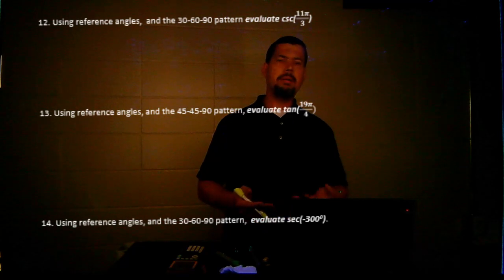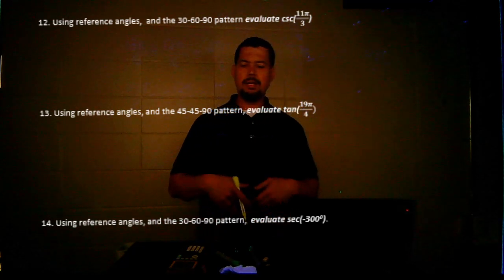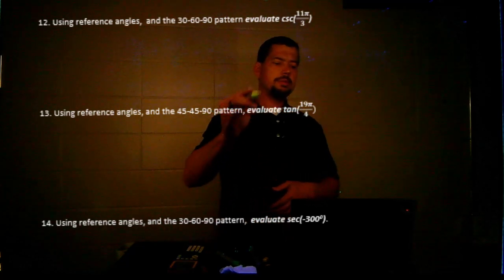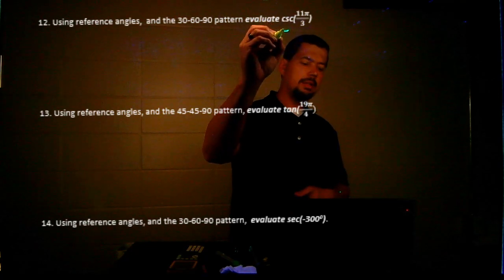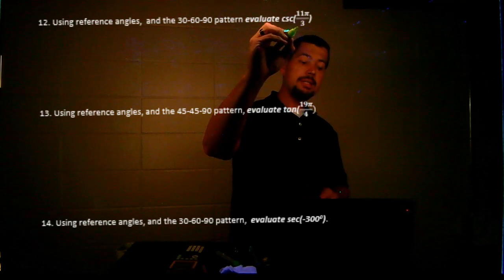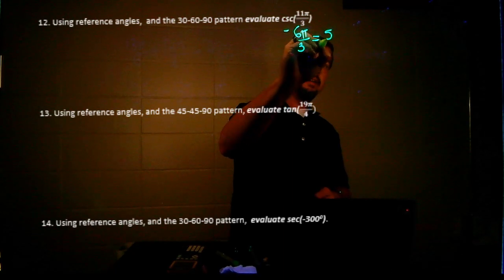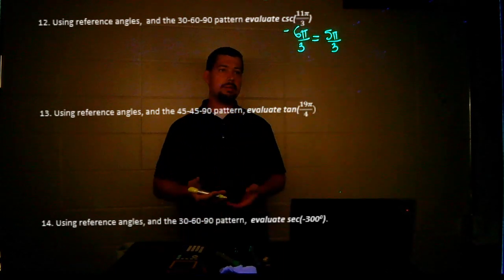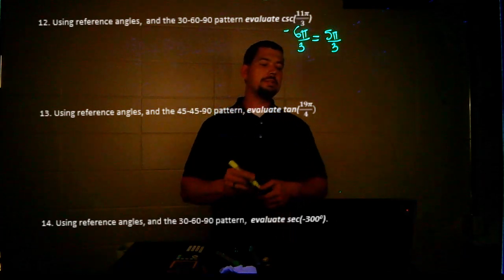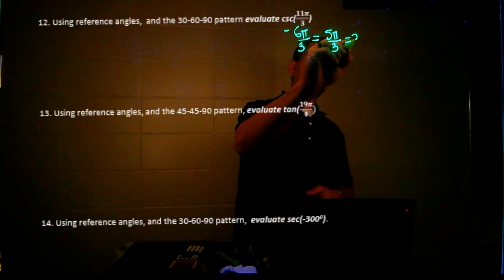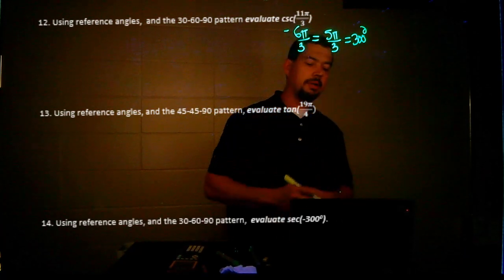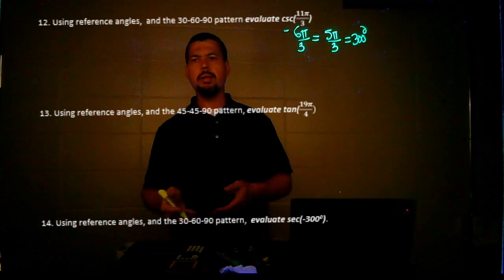So I'm doing the cosecant of 11 pi over 3. Now, 11 pi over 3 is something that I want to make smaller. So what I'm going to do is keep taking away 2 pi. I'm going to take away 6 pi over 3. And that's going to give me 5 pi over 3. Now, I have asked you guys to memorize certain things. 5 pi over 3 is 300 degrees. And you have been asked to memorize that, and most of you have memorized that.